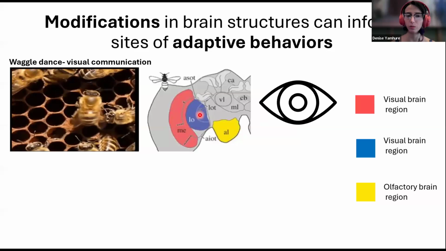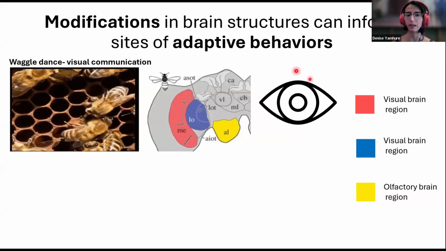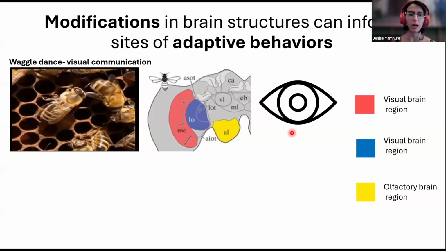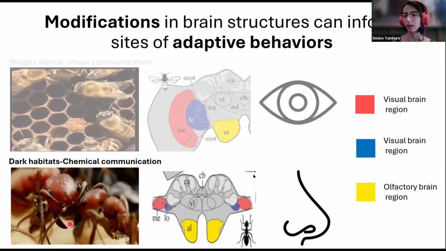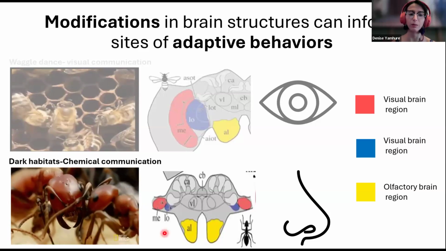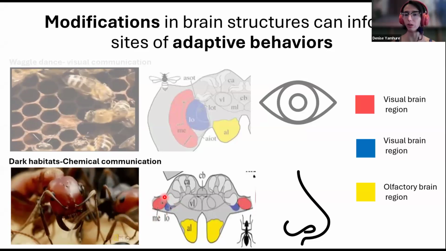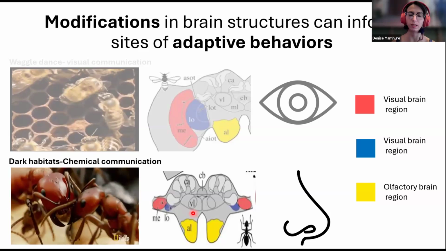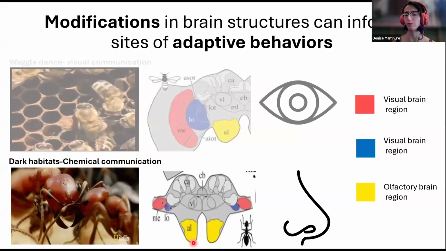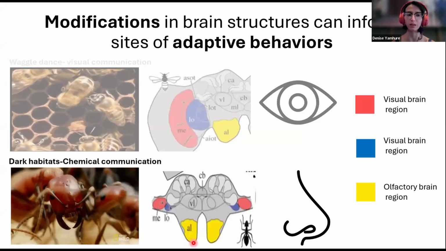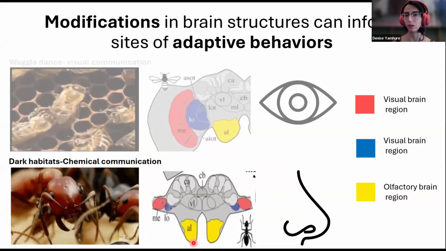So the medulla and the lobula are very large in honeybees. And again, these are visual centers. On the contrary, for example, we have ants that are mainly subterranean and live in dark habitats, and we see an extreme reduction in these brain regions. And on the contrary, we see a relative expansion of the antennal lobe, which is an olfactory brain region, the primary center for olfactory communication.